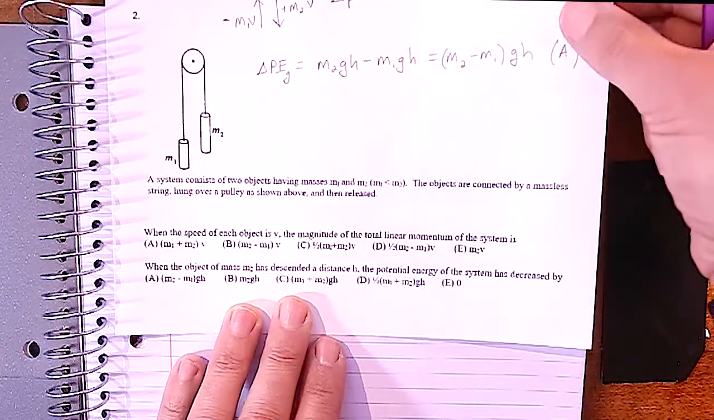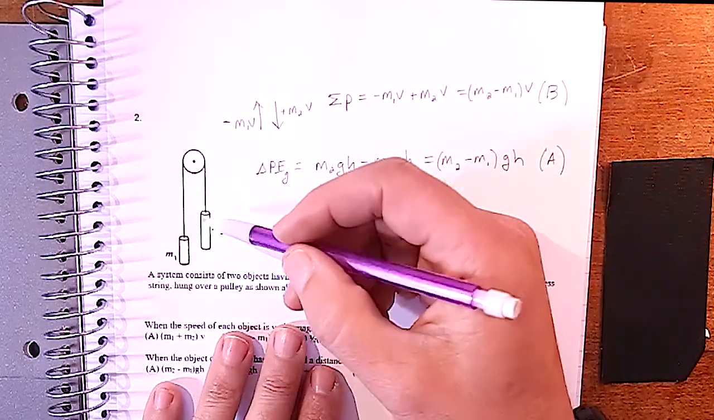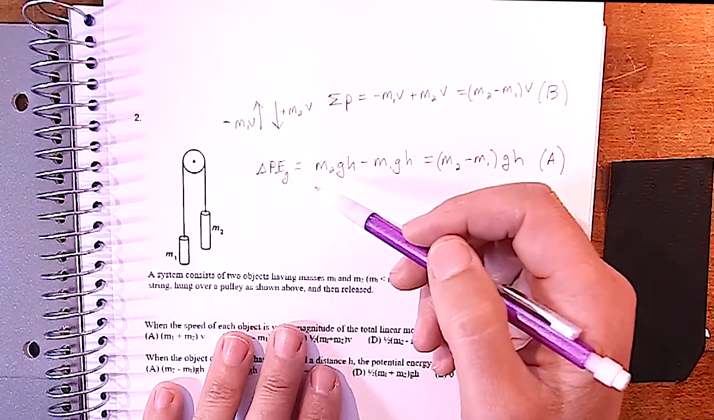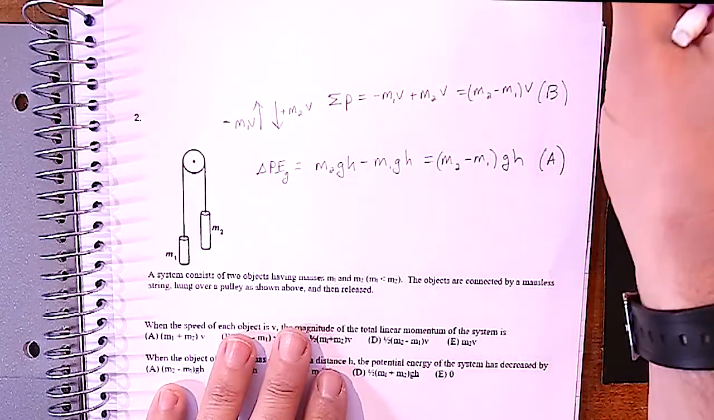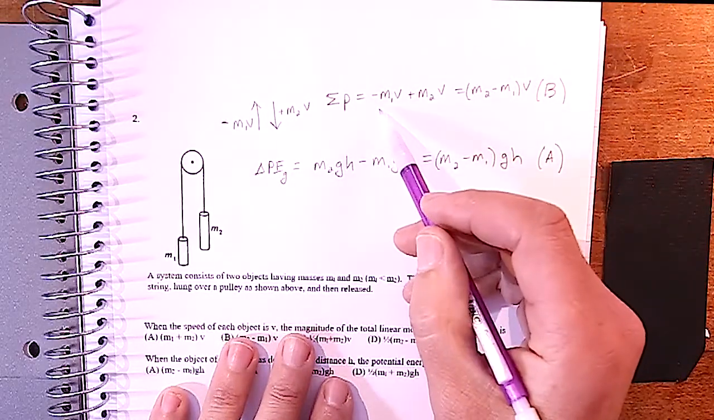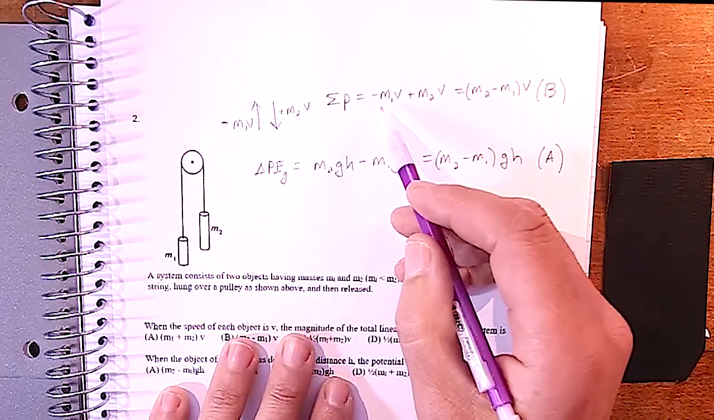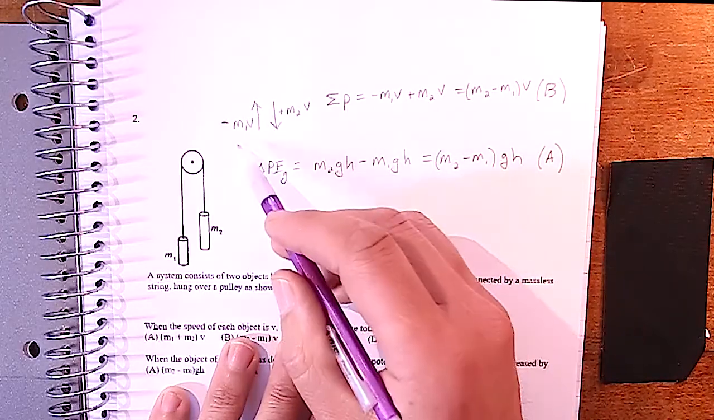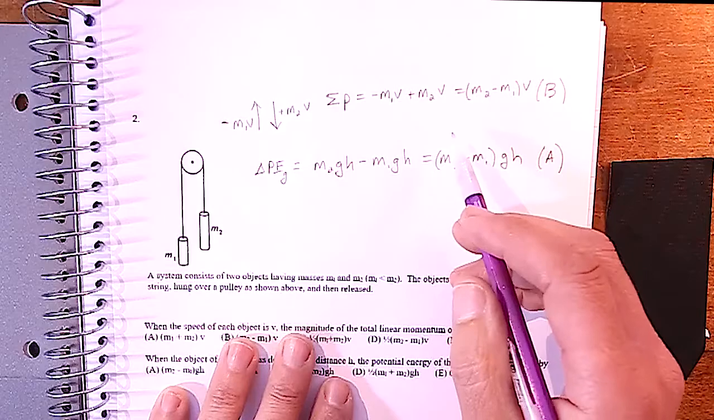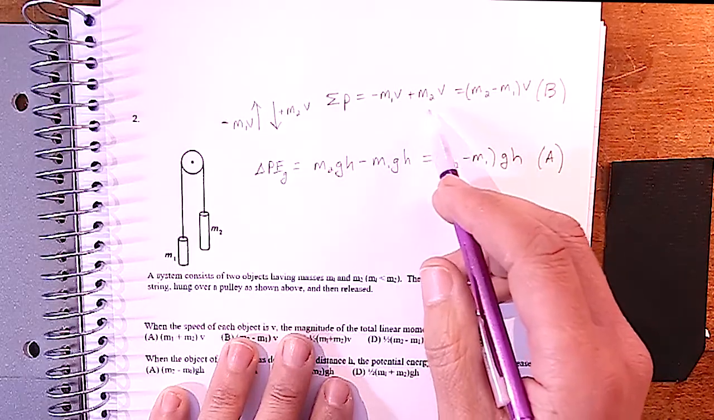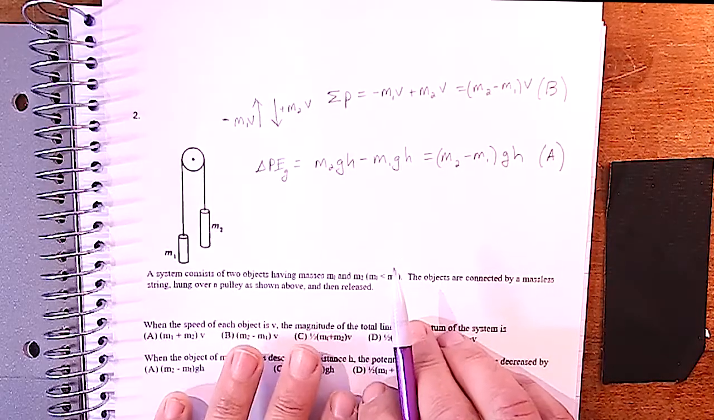So we've got a little bit of a problem here because one of them is going up and the other is going down. So I called down to be positive. So the sum of the momentum is going to be, then, they're going to have the same velocity because they're connected to each other. So that's going to be minus m1v, that's our up, and our down is m2v. So we just factor out the v, and that gives us m2 minus m1 times v.